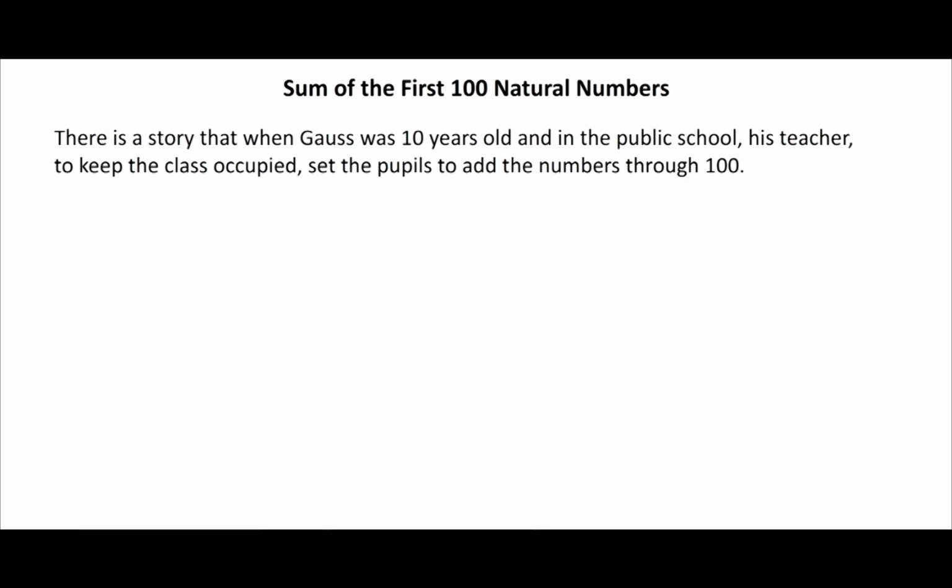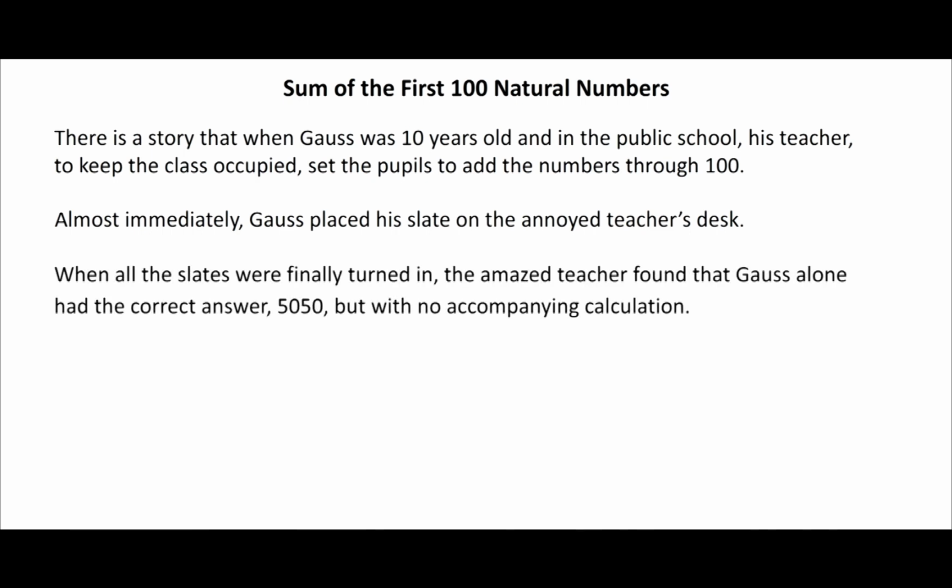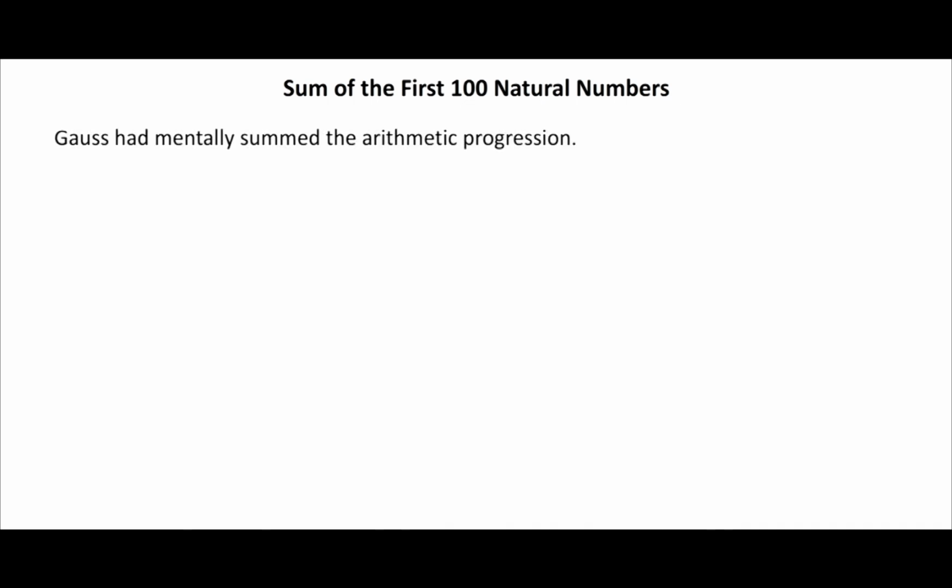Sum of the first 100 natural numbers. There is a story that when Gauss was 10 years old and in the public school, his teacher, to keep the class occupied, set the pupils to add the numbers through 100. Almost immediately, Gauss placed his slate on the annoyed teacher's desk. When all the slates were finally turned in, the amazed teacher found that Gauss alone had the correct answer, 5,050, but with no accompanying calculation.